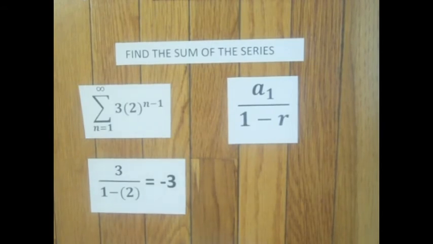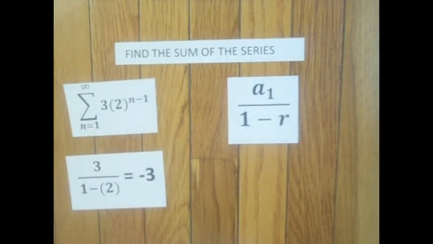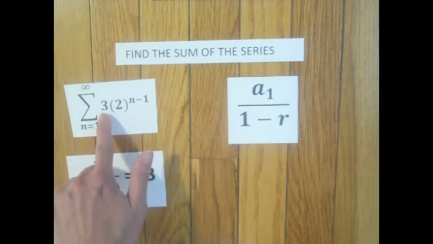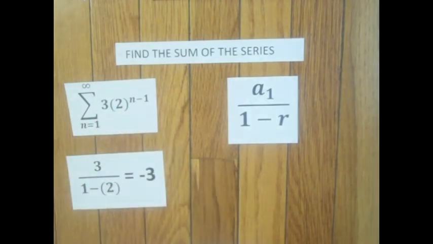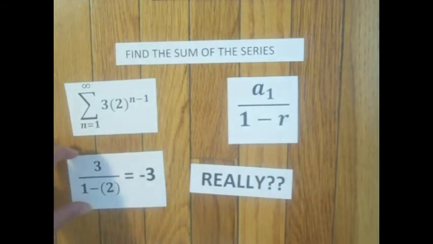Think about that. Just pause it for a second and think about what this means. We have a geometric series, or a geometric sequence, where the first term is 3, and the second term obviously is going to be 6, and so on and so on. But yet the sum of all of it is equal to -3. Really? Let's think about that some more.